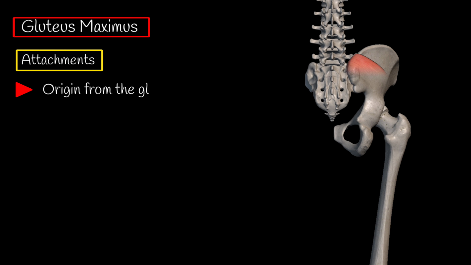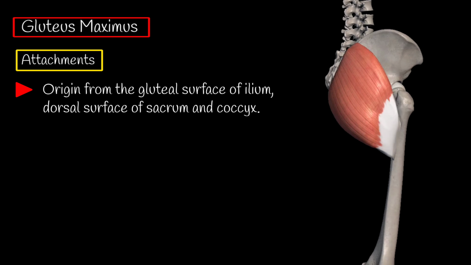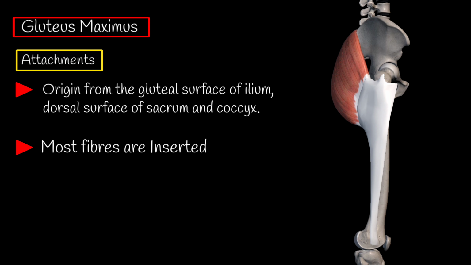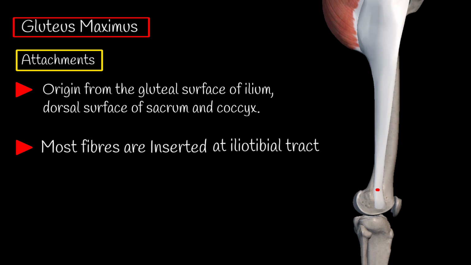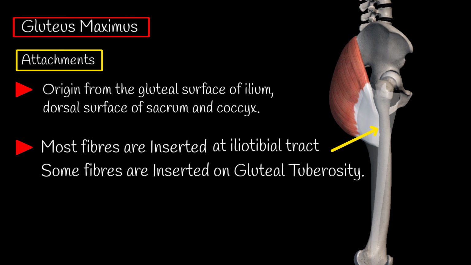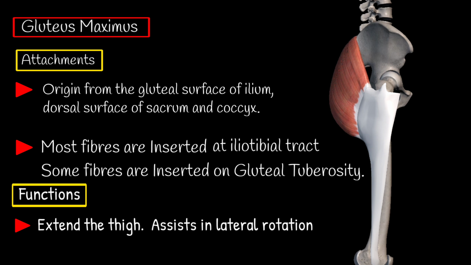The Gluteus Maximus originates from the gluteal surface of ilium and from the dorsal surface of the sacrum and coccyx. It leads to a structure called the iliotibial tract, which is a thick band of connective tissue. Most of the fibers of the Gluteus Maximus end in the iliotibial tract, which inserts into the lateral condyle of tibia. Some fibers are inserted on gluteal tuberosity. The main action of Gluteus Maximus is to extend the thigh, and it also assists in lateral rotation.